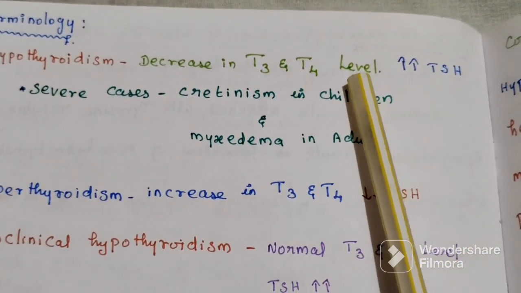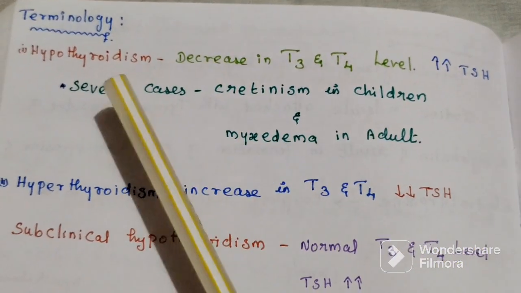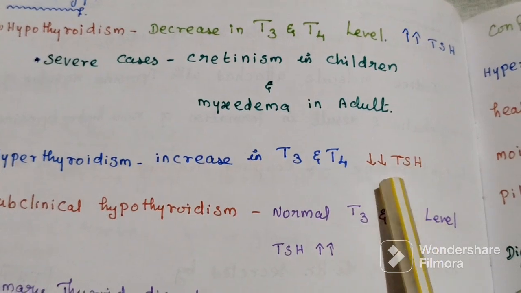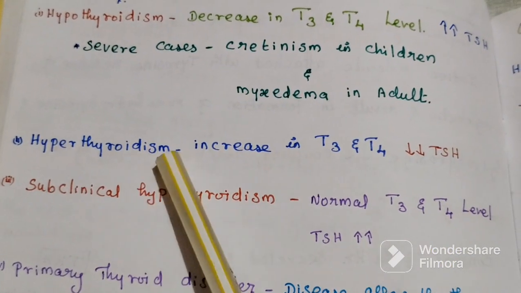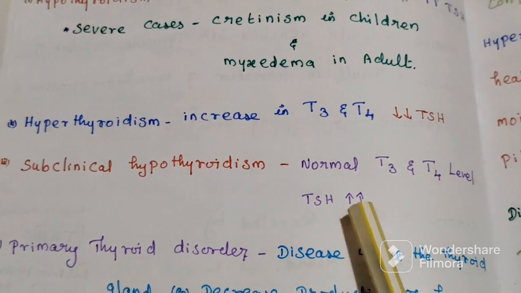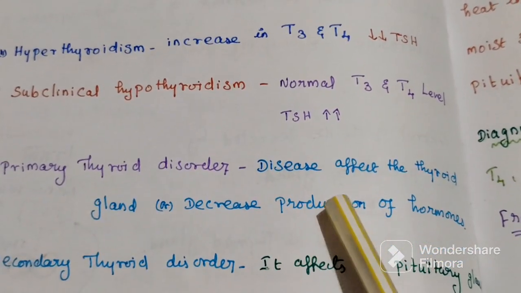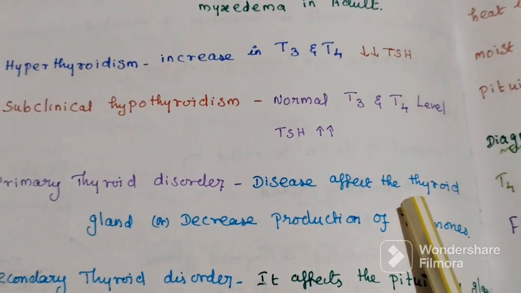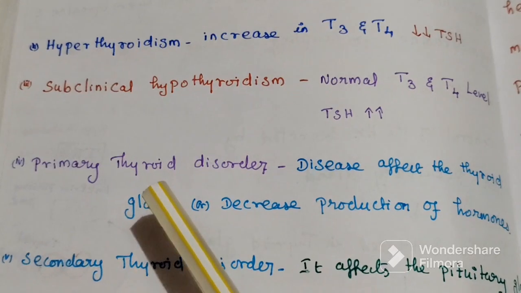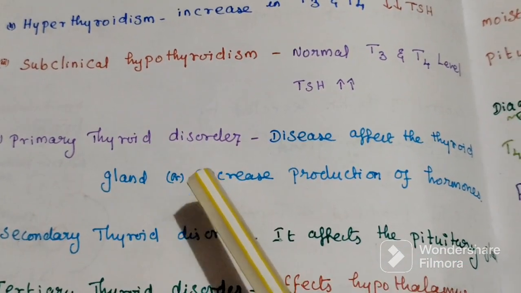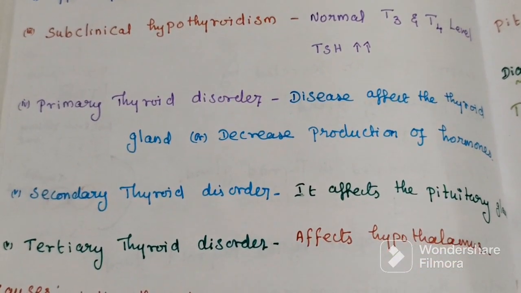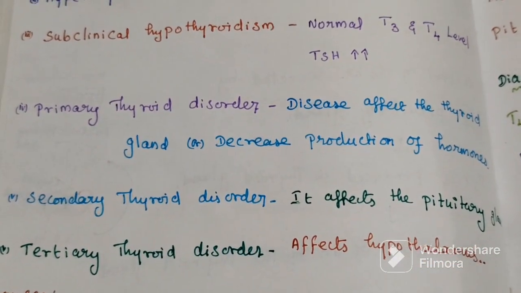Decreased T3 and T4 levels with increased TSH level mean hypothyroidism. Increased T3 and T4 with decreased TSH mean hyperthyroidism. Normal T3 and T4 levels but increased TSH mean subclinical hypothyroidism. When the thyroid gland is affected because of some disease, it is called primary thyroid disorder. Pituitary gland means secondary thyroid disorder. Hypothalamus means tertiary thyroid disorder.